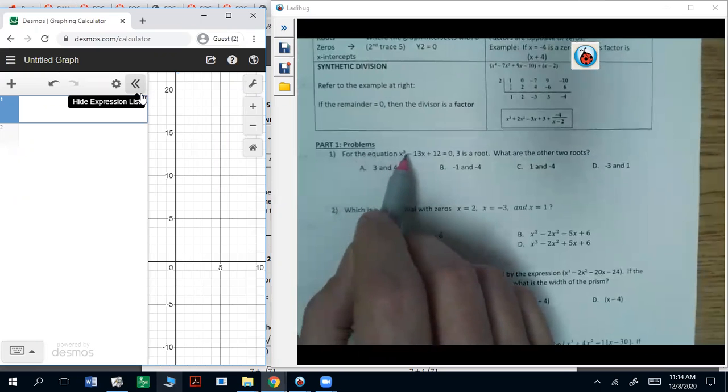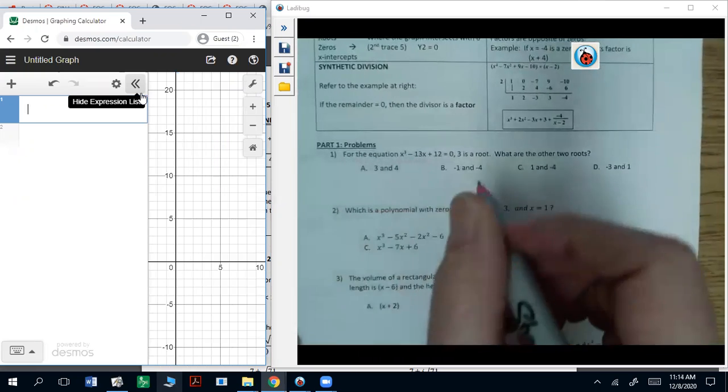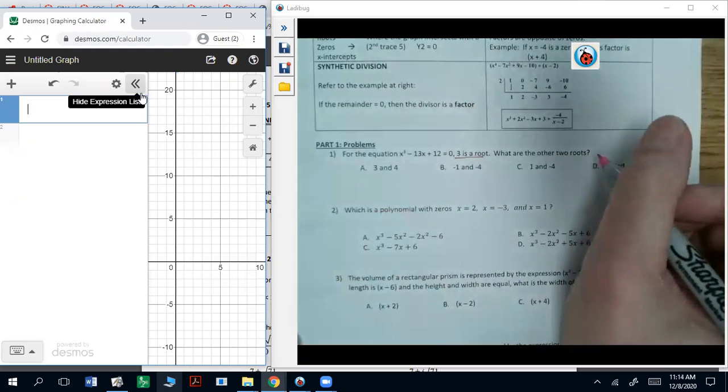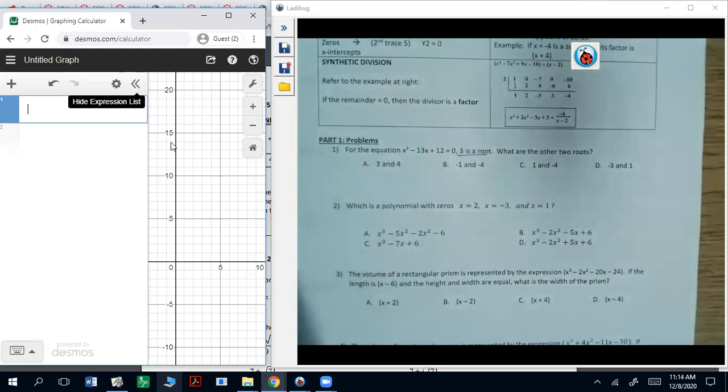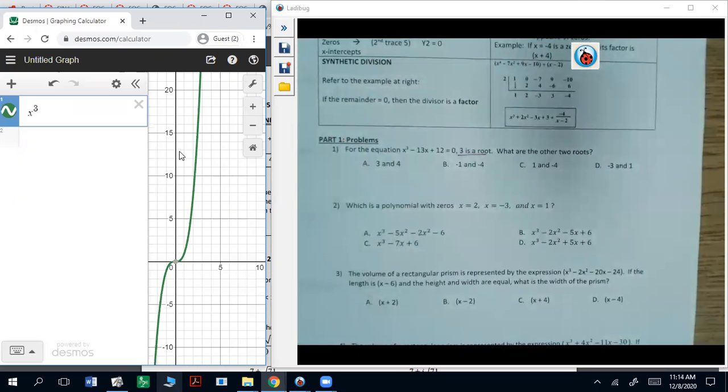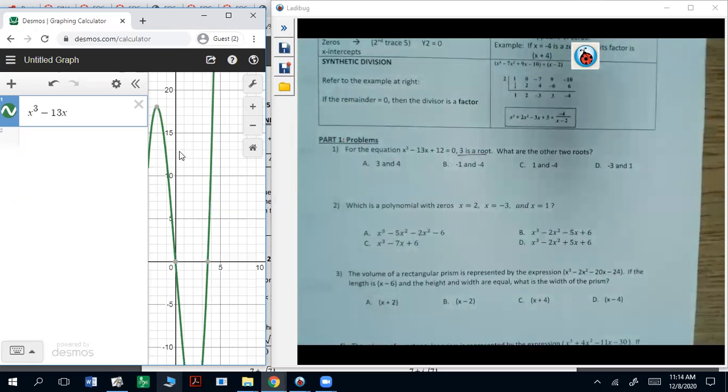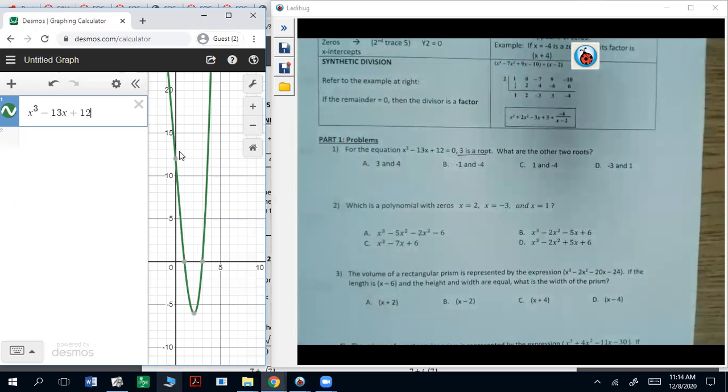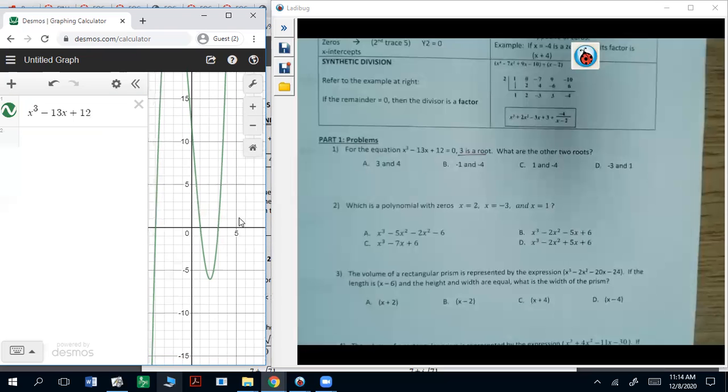For the equation x cubed minus 13x plus 12 equals 0, 3 is a root. What are the other two roots? Well, let's graph it. So we got x cubed minus 13x plus 12. And you can see that it crosses the x-axis at -4, 1, and 3.